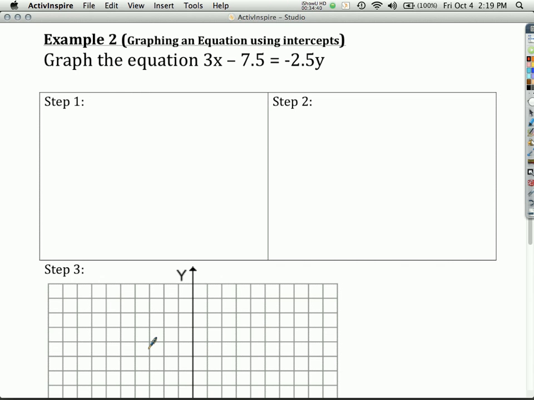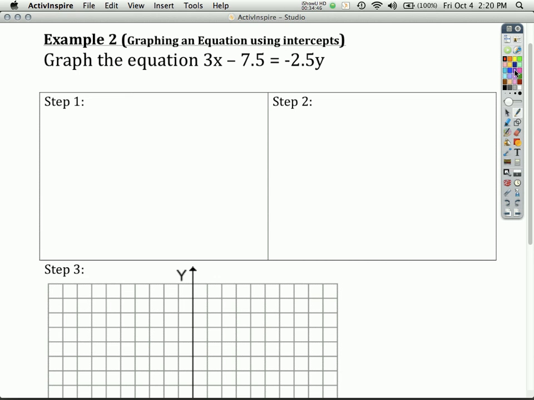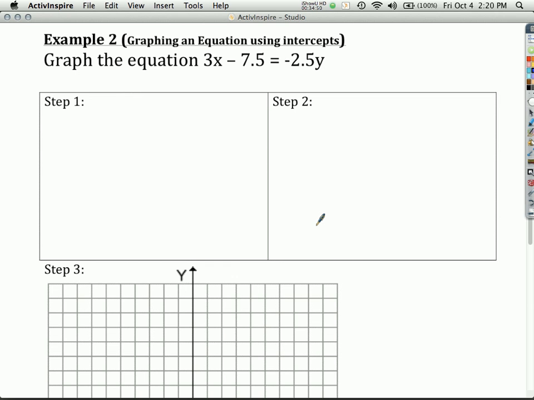So step 1 in this case is to find the x-intercept. So that's where we're going to start. To find the x-intercept, what do we do? Brian? Oh, y equals 0. Good. So we're going to rewrite the equation with y as 0.